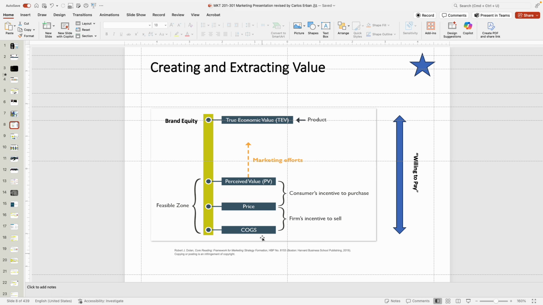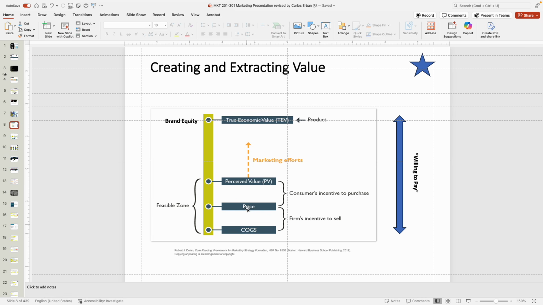You figure out how much it costs you to make the product, which is your cost of goods sold. And then you price it a little bit higher. Now, what happens if you price a product or a service higher than your cost of goods sold and it doesn't sell? What's the problem with the price? It's too high. So you have not created enough value. So your price needs to be below the perceived value. Otherwise, they won't buy.